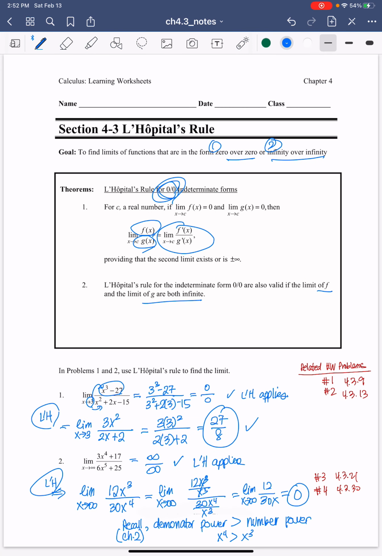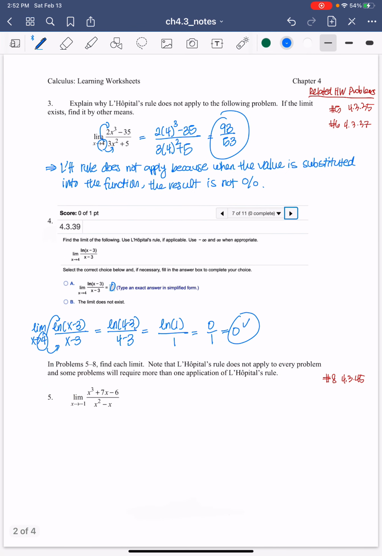Sometimes you can have more than one place where we can use L'Hopital's rule. So you apply it the first time, and if you still get an indeterminate form, you can continue to take the second derivative, third derivative, until you actually get a value out. So L'Hopital's rule can be applied more than once in a problem. So let's take a look. Let's start with number 5.